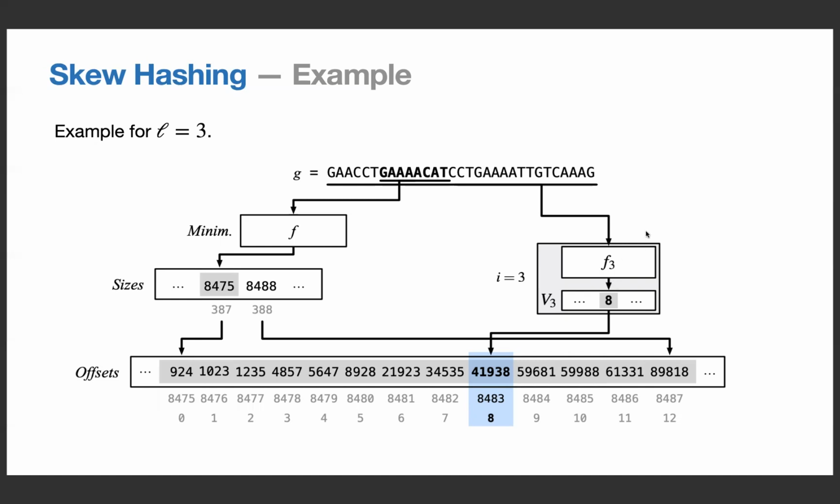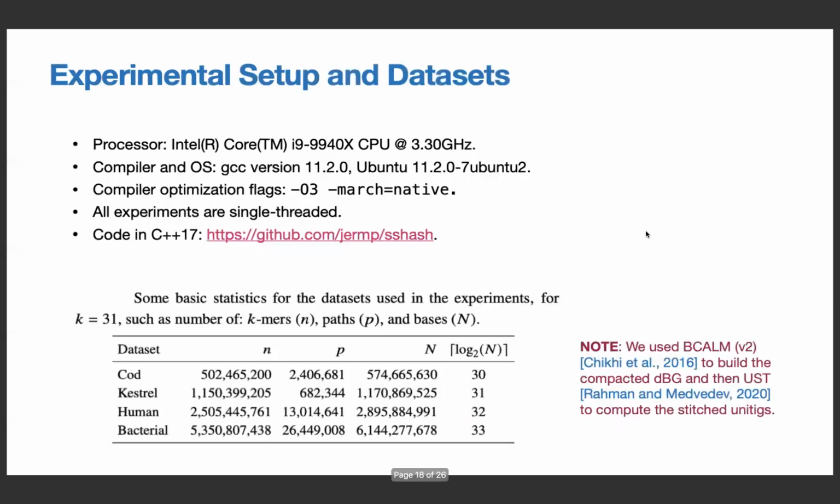So since log in base 2 of 13, taking the ceiling, of course, is 4, then I know that its super chimera ID can just be written in 4 bits. So that's an example of skew hashing.